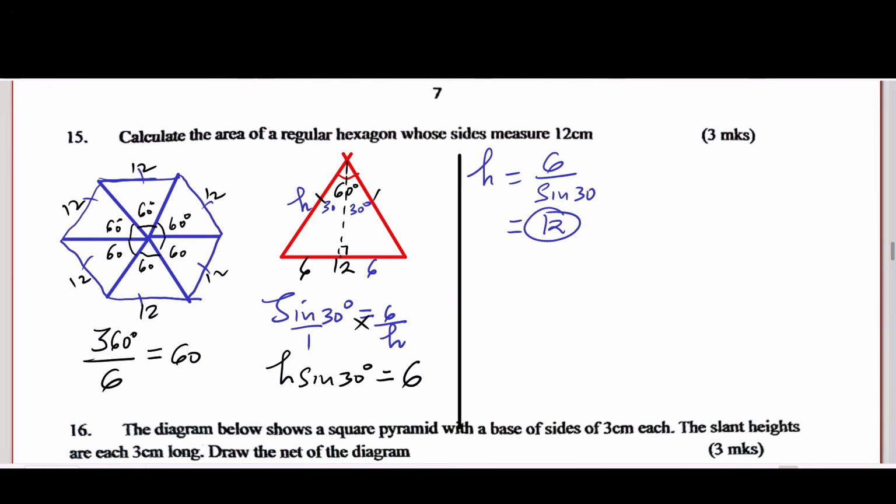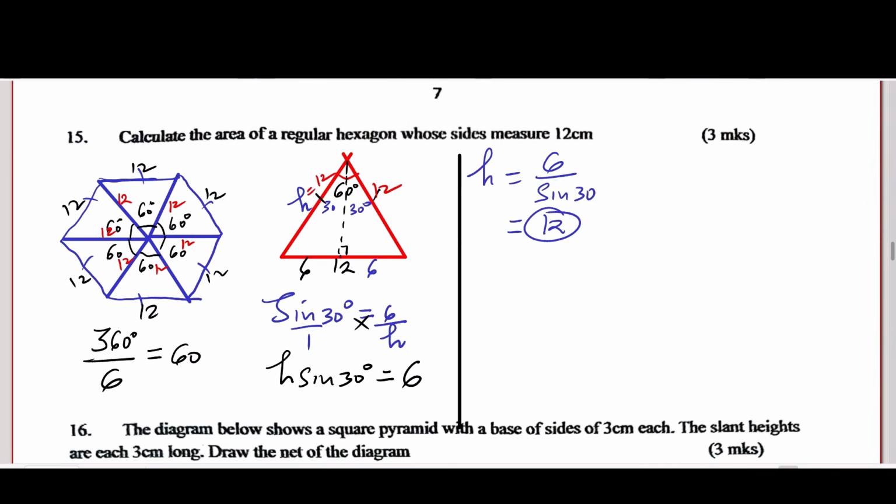Now having the hypotenuse, all the sides that I've been able to obtain are 12, 12, 12. With that, I'll be able to get the area of that triangle, and then I'll multiply it by 6 because there are 6 similar triangles that make this regular hexagon.